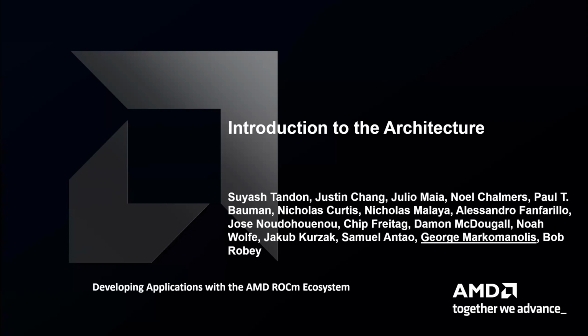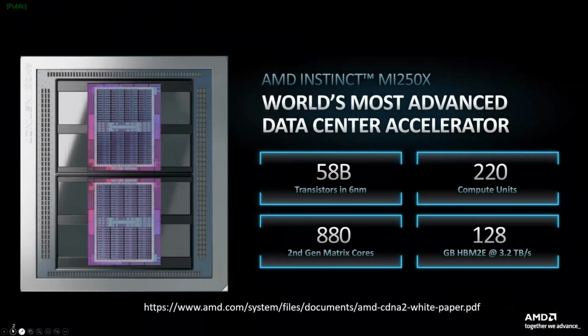So I'm going to give a really short presentation about introduction to architecture, mainly, of course, on our GPU. Here we have a really nice white paper where you can read a lot of information. Now, our AMD Instinct MI250X is 58 billion transistors in 6 nanometers.